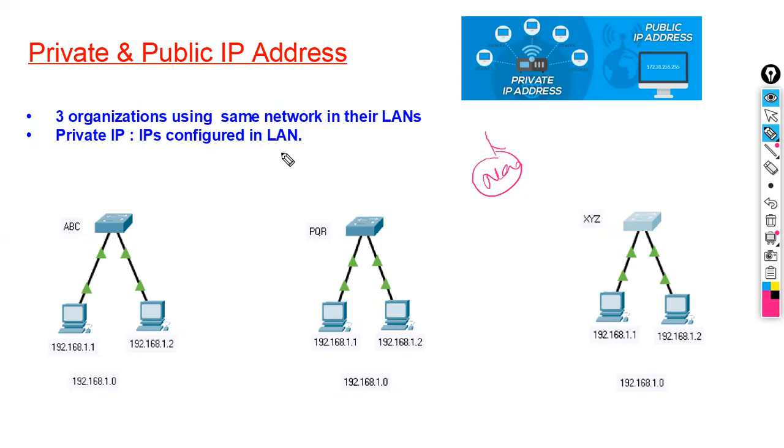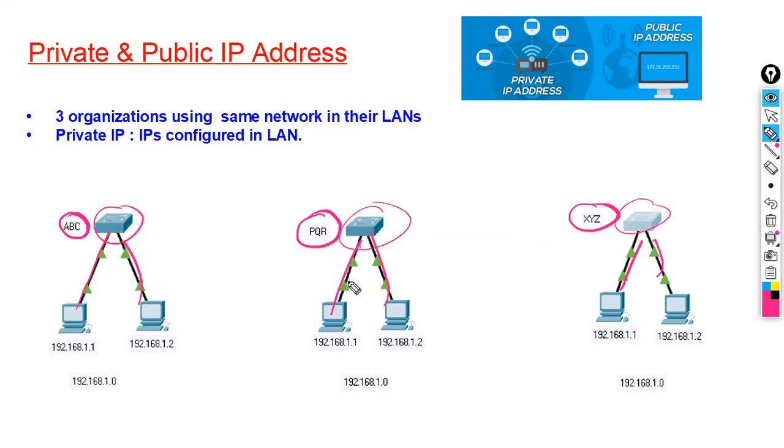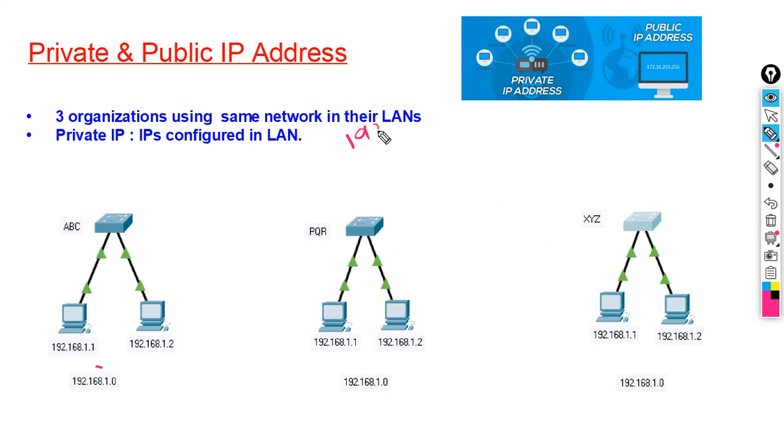So just listen carefully. What is the use of private and public IP addresses? We will take this example. Let us say there are three organizations: ABC, PQR, and XYZ. All three have their own LANs. Each organization has two PCs connected to a switch. After the physical connectivity, all three LANs are using the same network, 192.168.1.0.